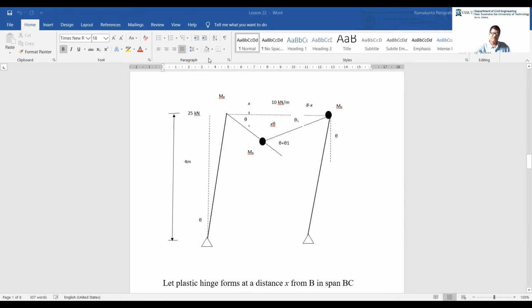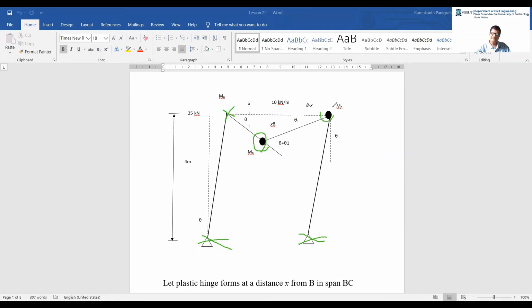In the combined mechanism, what will happen? Everywhere is MP, so there will be no hinge here because the plus and minus rotation angles cancel. There will be no plastic hinge here; it will occur only here and here.